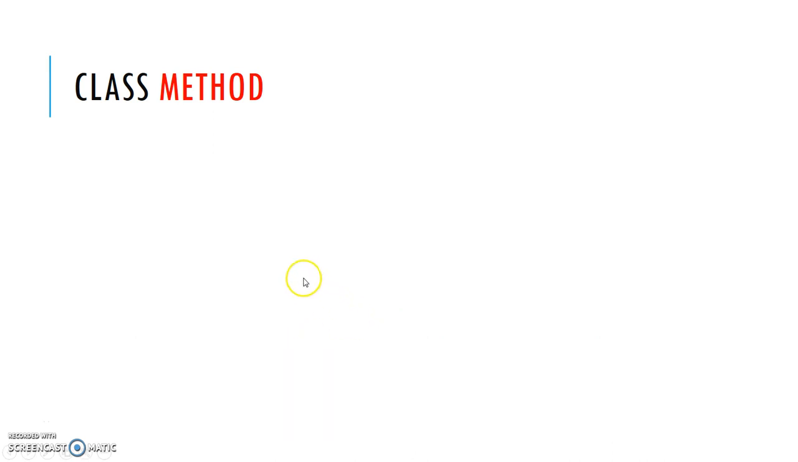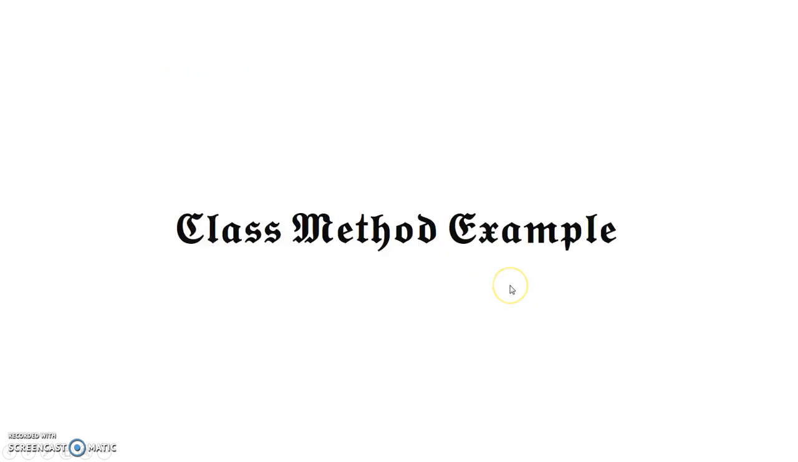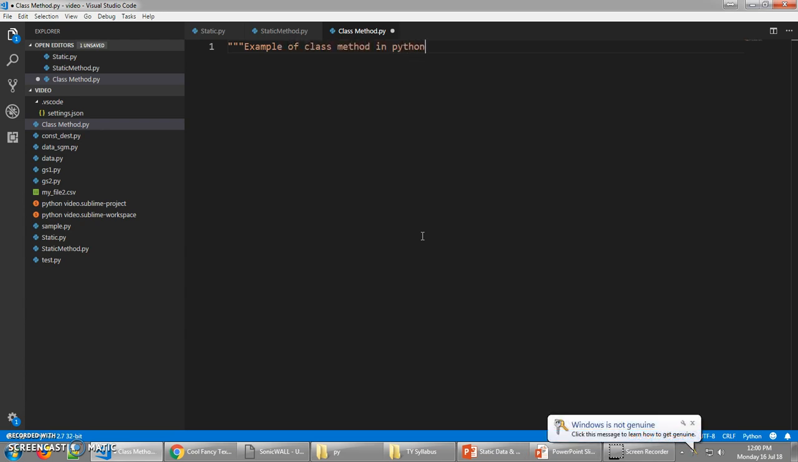So let's see the syntax of this class method. We are using the @classmethod decorator to declare this method as a class method. Let's see the example of this class method in the editor. So I will just create an example of a class method in Python.